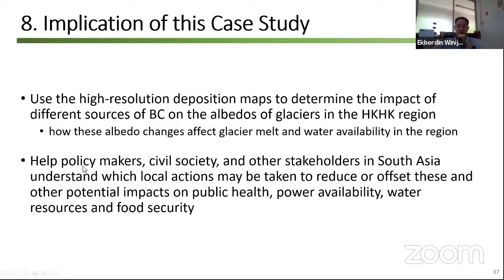And this study can help policymakers or stakeholders in South Asia to understand what the local action should be and also the collaboration that they need with other countries outside of the study area. Because from the model, we can tell that reducing only local emission from India, from Nepal is not going to help, because most of the emission is coming from outside of the study area. So they need to have collaboration with countries outside of this study area too, in order to reduce the deposition of black carbon on the glacier.